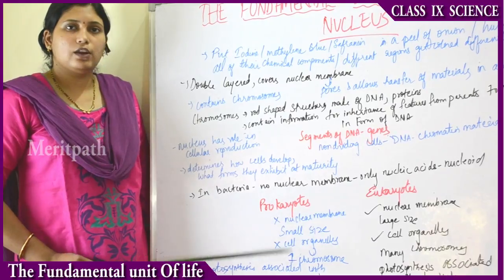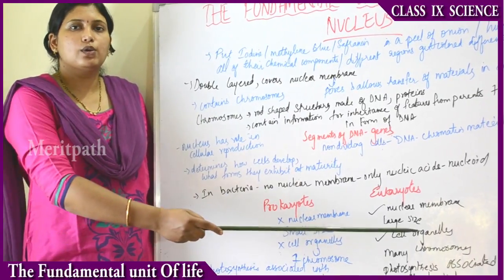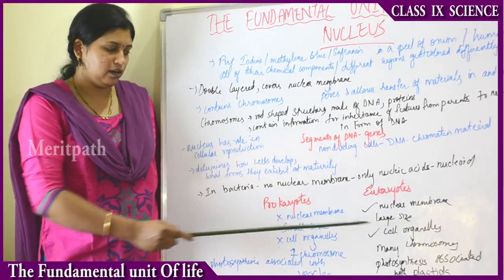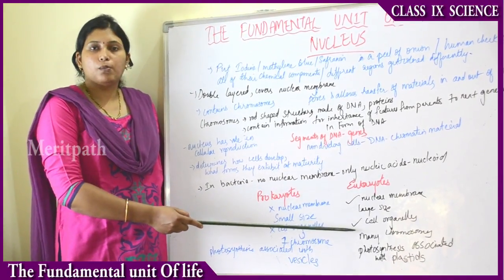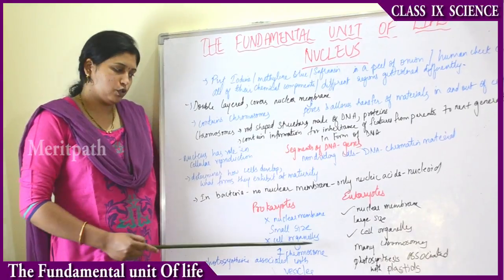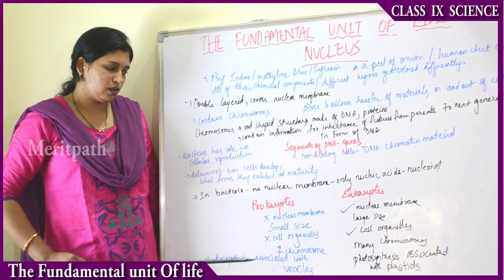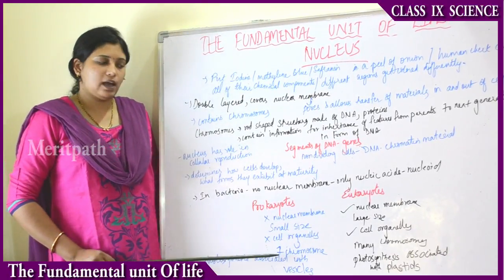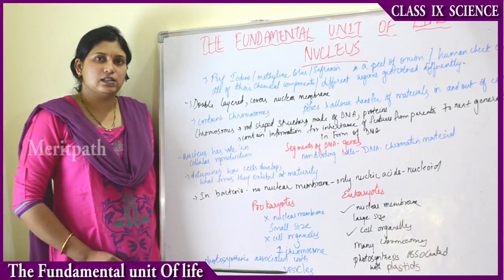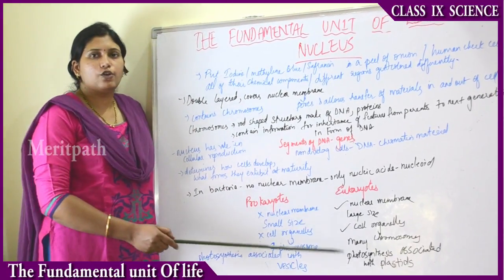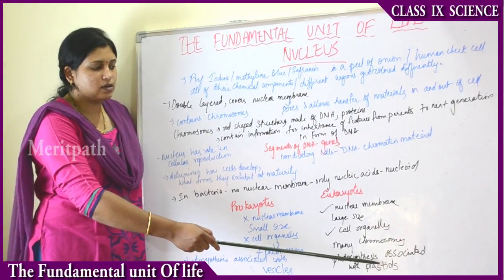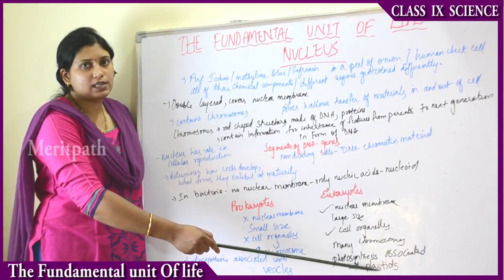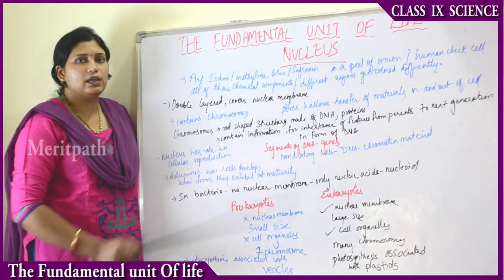Prokaryotes lack cell organelles. Eukaryotes have cell organelles. Prokaryotes have one chromosome. Eukaryotes may have more than one chromosome, or many chromosomes. Photosynthesis in prokaryotes is carried out only with vesicles, whereas in eukaryotes the photosynthetic activity is associated with plastids. Plastids are cell organelles of the cytoplasm. So this is about the nucleus.